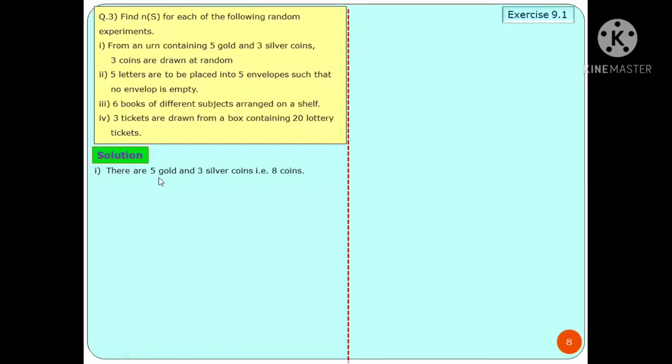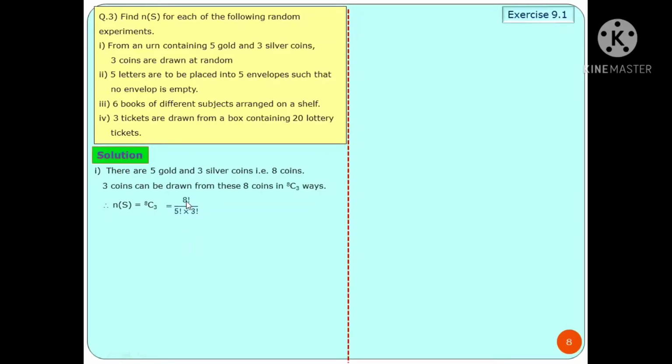First event: there are 5 gold and 3 silver coins, so the total number of coins is 8. Out of these 8 coins, 3 coins are to be drawn. That is a selection, so 3 coins can be drawn from 8 coins in 8C3 ways. Hence n(S) = 8C3, that is 8 factorial divided by (8 minus 3) that is 5 factorial into 3 factorial.